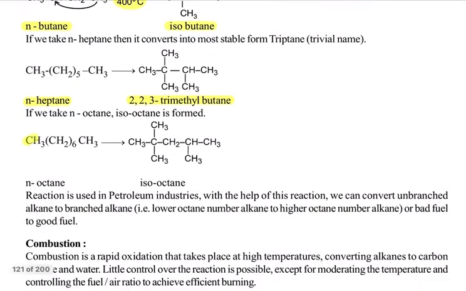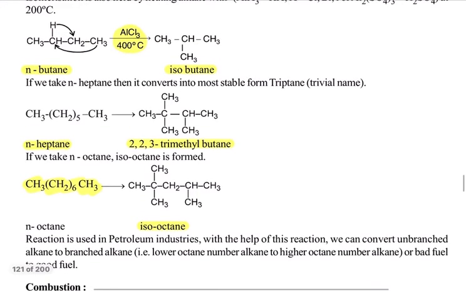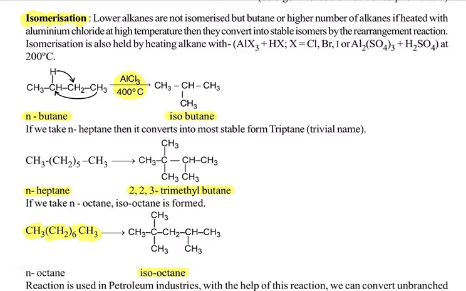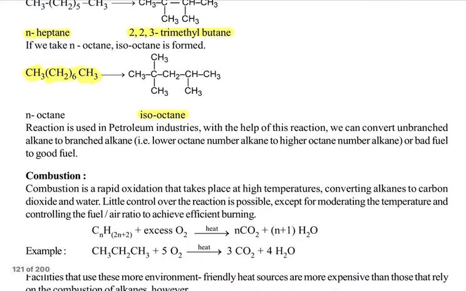N-octane is converted into isooctane. That means we get branched chains. Long chains are converted into branched chains, with the same molecular formula. Which reagent do we require here? Aluminum trichloride and high temperature. This method is called isomerization. Okay, students, so n-butane is converted into isobutane, n-heptane into 2,2,3-trimethylbutane or any other chain isomer, and n-octane into isooctane. Iso means that if a group like this is anywhere, we can call it iso.